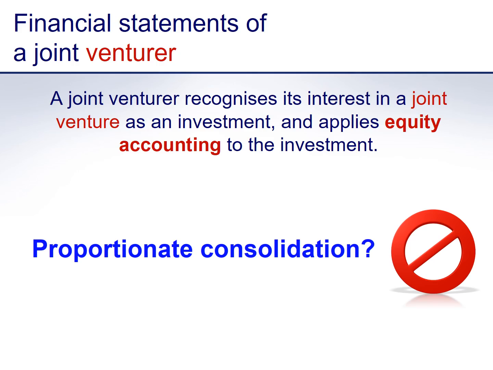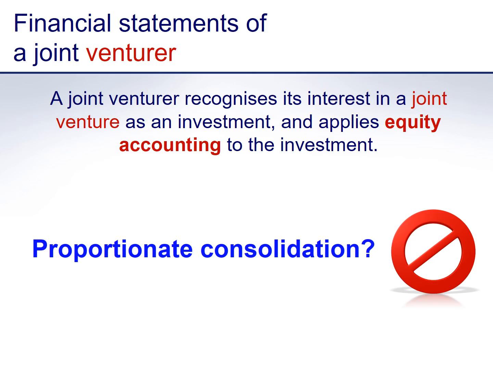By contrast, a joint venturer, in other words, a party that has an interest in a joint venture, will account for its interest in that joint venture using equity accounting in terms of IAS 28, which we'll discuss in just a moment.